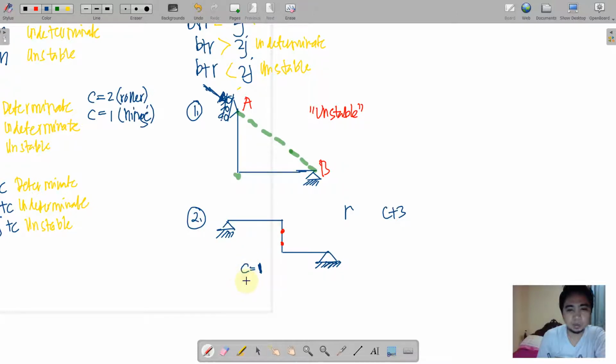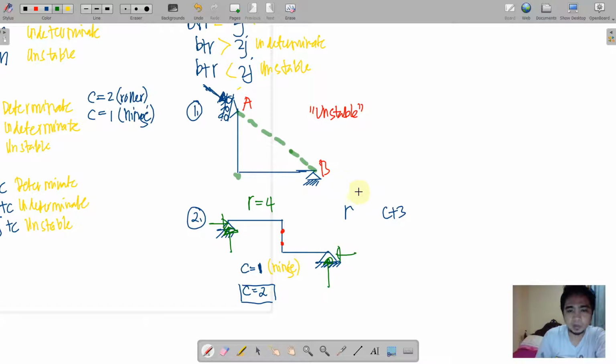But in this case, there are two hinges, so therefore our total C is equal to 2. Okay, so this is our C for the two hinges. So let me note here that C is equal to 1 for a single hinge. Alright, so now we're going to count the reactions. Of course, if we have a pin connection, there will be two reactions, horizontal and vertical. So all in all, we have 4 reactions. So we set that R is equal to 4.